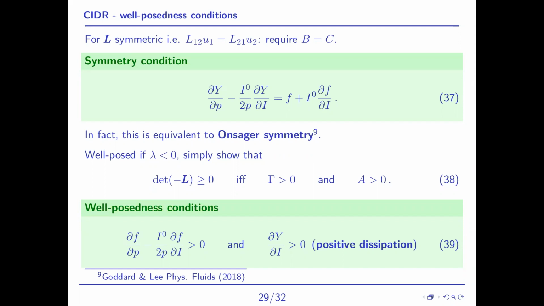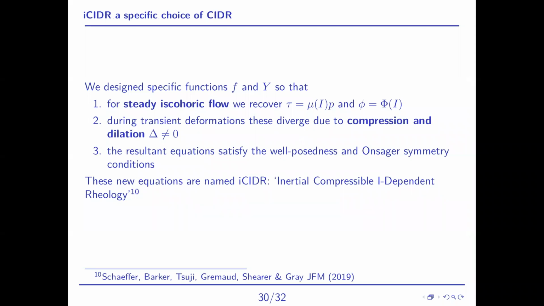It's just, I guess, a different perspective and a different set of tools. So just to finish, we cooked up an example of CIDR, our compressible inertial-dependent rheology. I think the acronym probably came first. Yeah, so we've got freedom of choice of this f and this y function, so long as they satisfy this symmetry and these well-posedness conditions. But that still gives us infinitely many choices we can make.